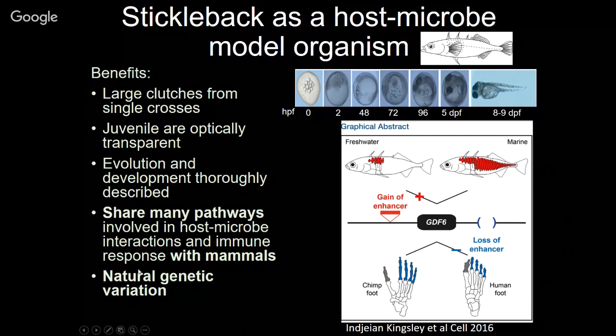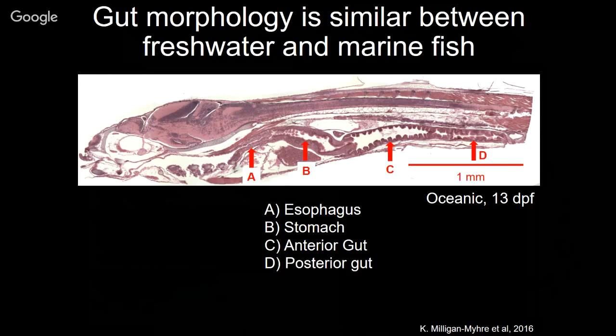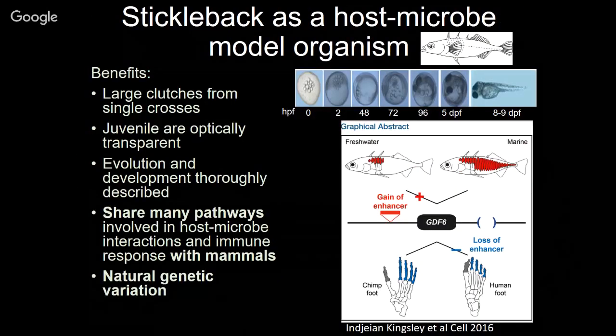Threespined stickleback also have a lot of natural genetic variation. This is not an inbred model. This is a model that has been used throughout evolutionary studies for over 100 years. And so we'll be taking advantage of this natural genetic variation to identify genes that are responsible for host microbe interactions and find out which genes are really important for these host microbe interactions.